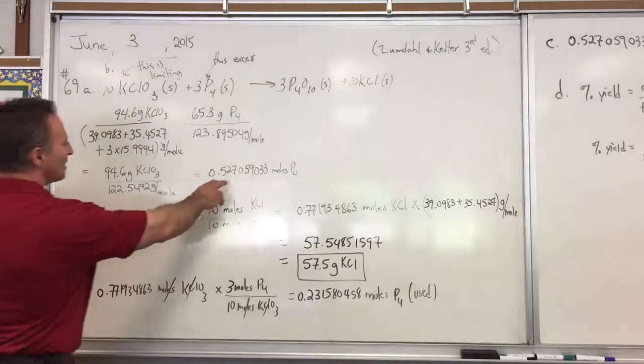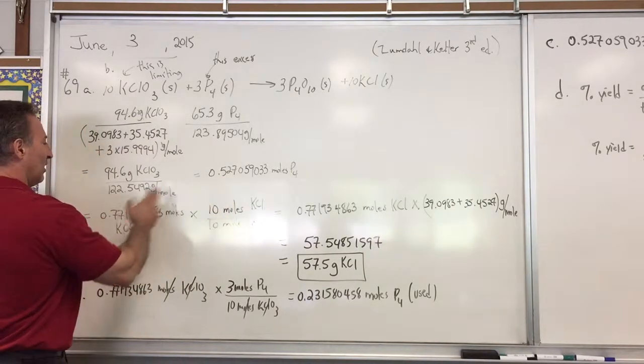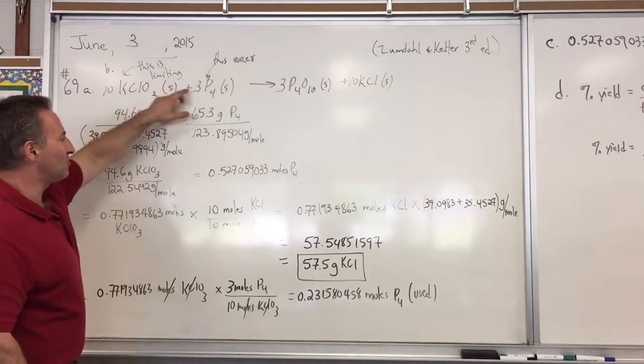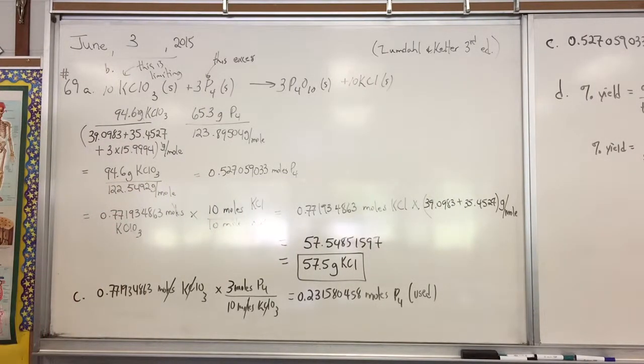So it looks like there's less red phosphorus available than there is potassium chlorate. And in terms of raw numbers, yes, there's fewer moles of phosphorus than there is of potassium chlorate. But because of the stoichiometry being 10 to 3, the potassium chlorate is going to be used up more quickly. So it turns out that this is actually the limiting reagent.